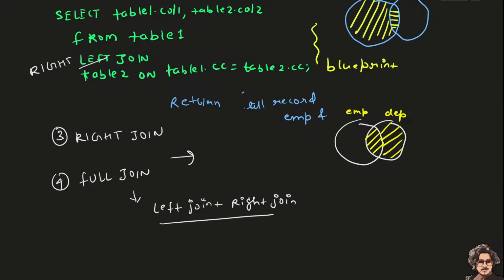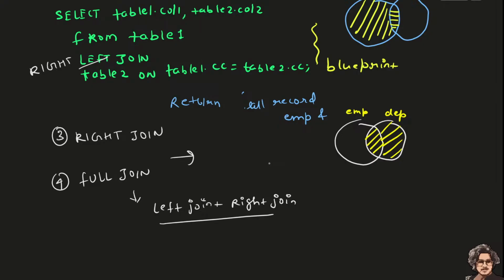A self join is used to combine a table with itself. It is a type of join where the table is joined with itself to compare rows within the same table, and it is used when a table contains a hierarchical relationship.